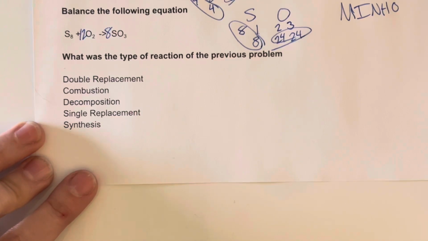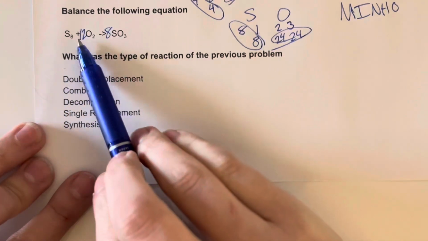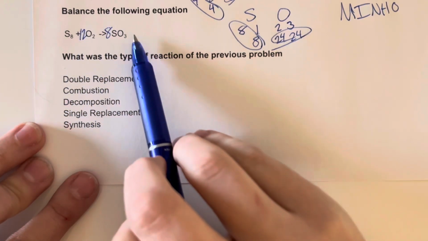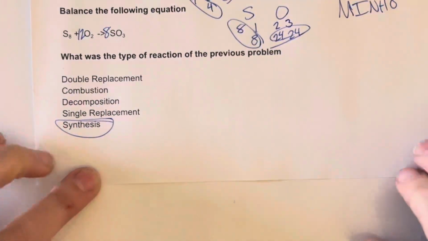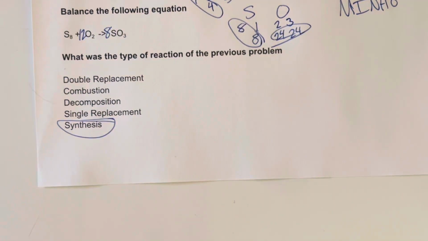What type of reaction was the previous problem? So I have a plus on the left-hand side, no plus on the right-hand side. The only type of reaction that has no plus on the right-hand side would be that of synthesis. So that is going to be my type of reaction.